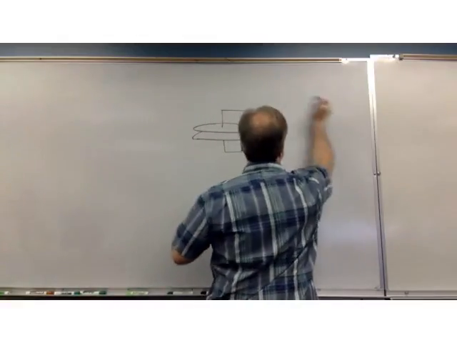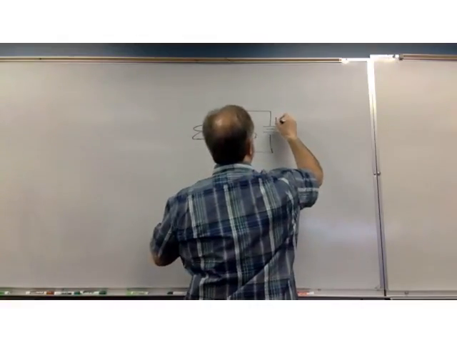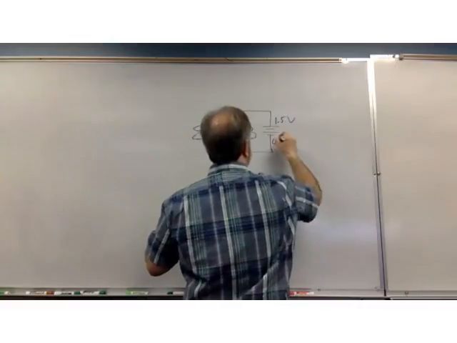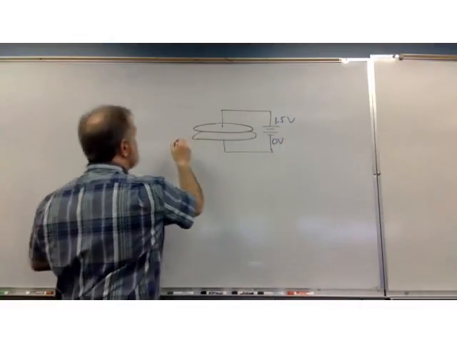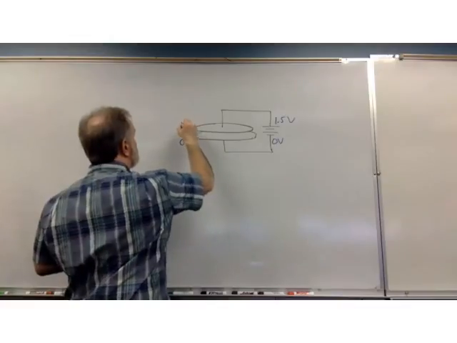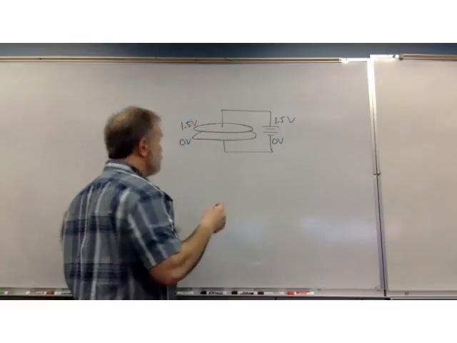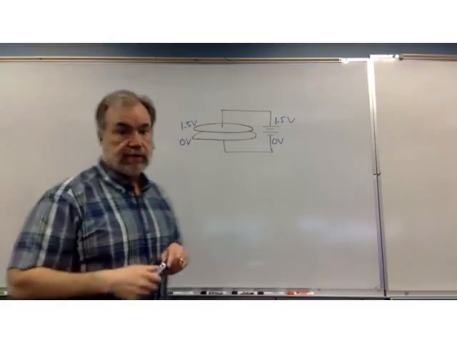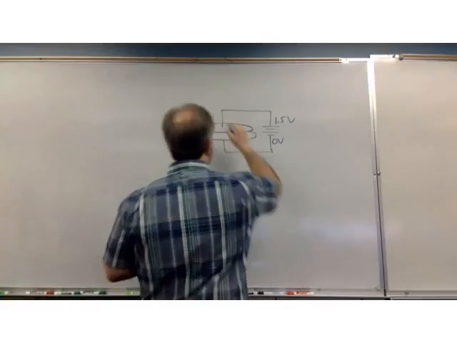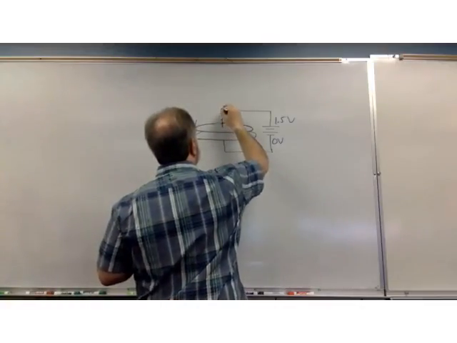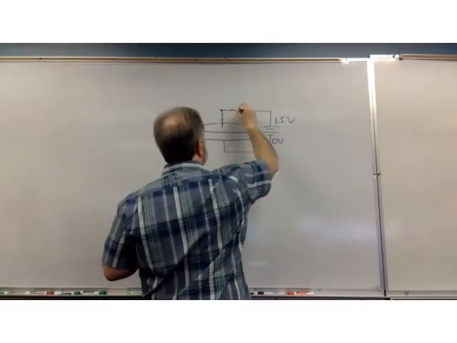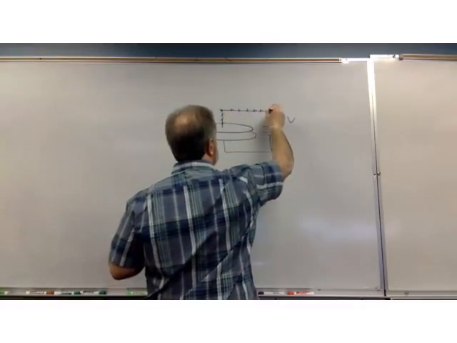So if I want to be even more accurate, I'd say the top of the battery is at 1.5 volts, the bottom of the battery is at 0 volts. So that makes the bottom plate at 0 volts and the top plate at 1.5 volts. And so that's the potential difference between the two plates. The result of all of that is that positive charges end up moving.